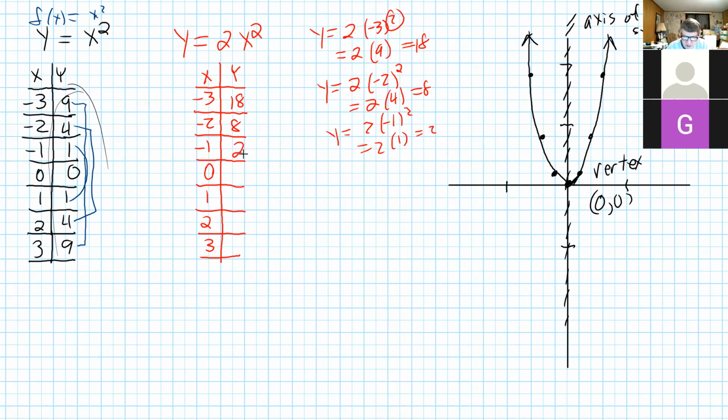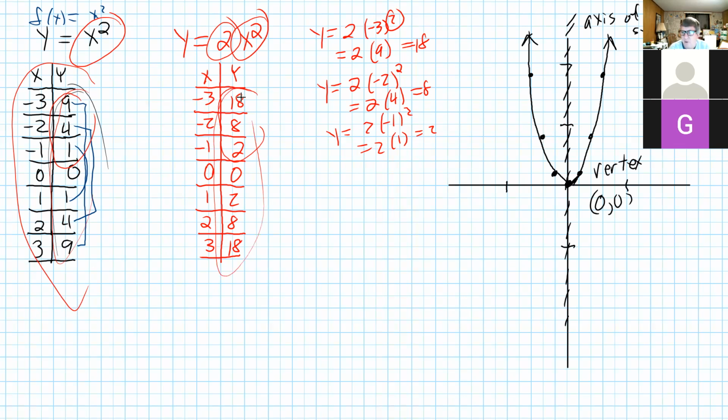What I want you to see is this is just like that, but then we multiply it by 2. So these values are just double those values. 2 times 0 is 0, 2 times 1 is 2, 2 times 4 is 8, 2 times 9 is 18. So I could have just started with this table, taken my y values, doubled them all, and gotten those, okay? Because it's 2x squared as opposed to just x squared.